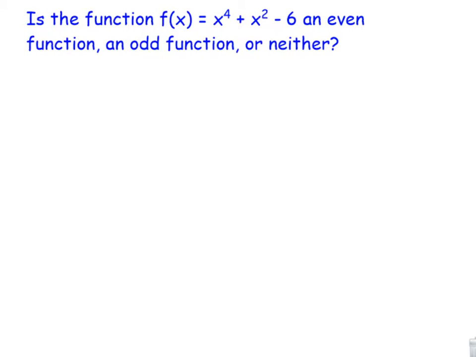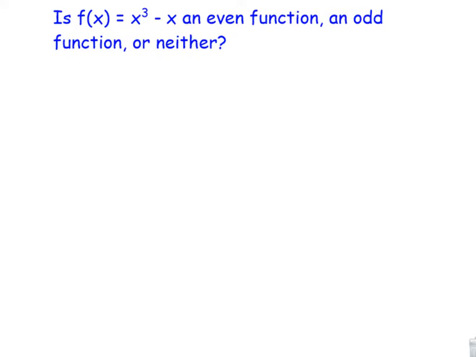So for this first one, we can look at the function f of x equals x to the 4th plus x squared minus 6. Now realize this minus 6 is really x to the 0 power. And so all the exponents are even. It's a polynomial, all the exponents are even, so this is an even function. So easy enough. Next one. Here we look at our exponents again. This is a polynomial, so we can look at our exponents. This is x to the 1st if nothing's written there. And we see that the exponents are all odd, so therefore it's an odd function.